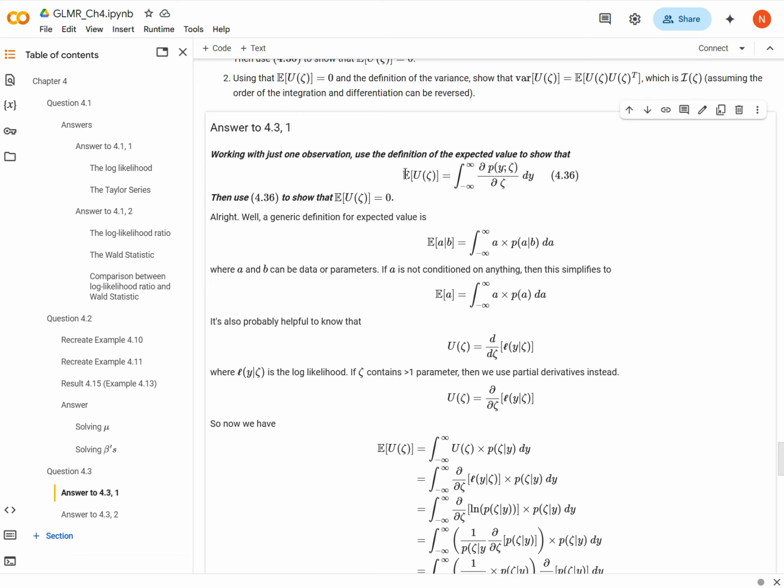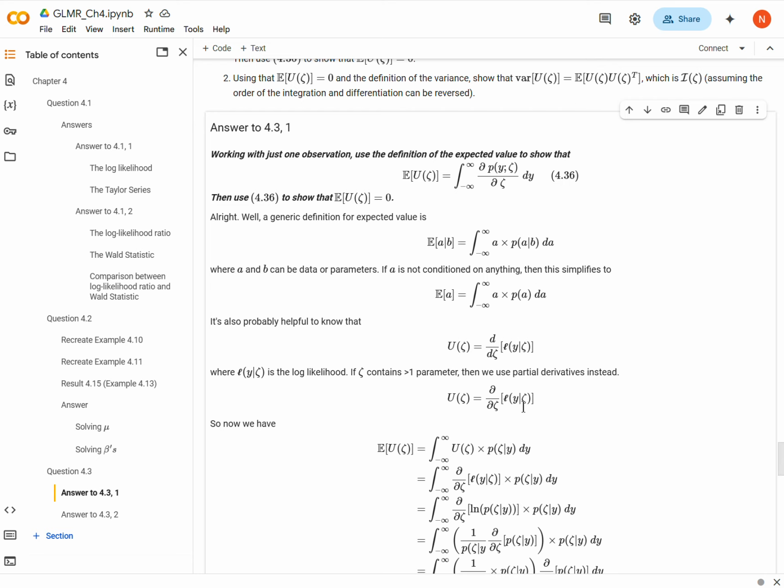Let's look at the definition of expected value for a continuous variable. It's this: the value times the probability of that value, and sometimes that probability is conditional, and so we have that. If the probability of A is not conditional, then we have this.